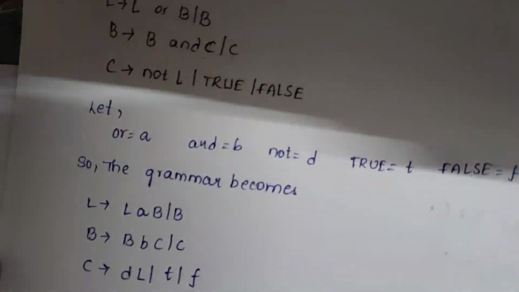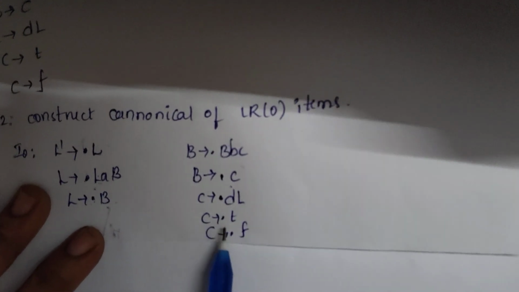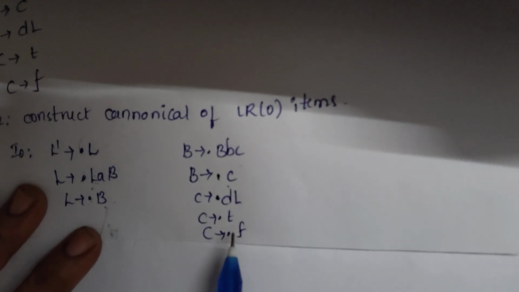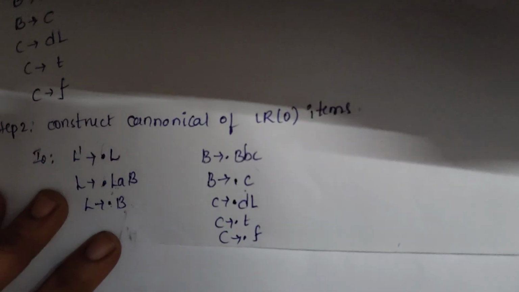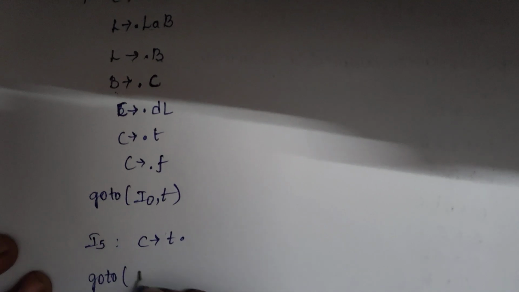See, in I naught what is still there? We need to shift. D is completed. So now T, after that we'll go with F. This dot will be shifted here and this dot will be shifted here. Okay. First I naught comma T. Go to I naught comma T. So this will be I5. So the production will be, here the dot was there, right? This dot is shifted here. So next go to I naught comma F. This is I6. So this T F is shifted here.